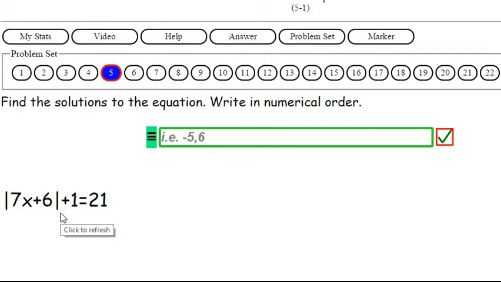Okay, got that. Let's go over to the whiteboard now. So we're trying to find the solutions to this equation, and let's just go ahead and write the equation down. We have the absolute value of 7x plus 6, and then we have this plus 1 here, kind of throws you off, is equal to 21.